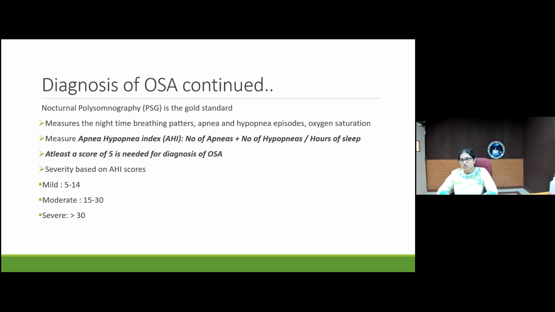By the AHI scores, we can also grade the severity of OSA, which is divided into mild, moderate, and severe. Mild, 5 to 14 score, moderate, 15 to 30, and severe, more than 30.